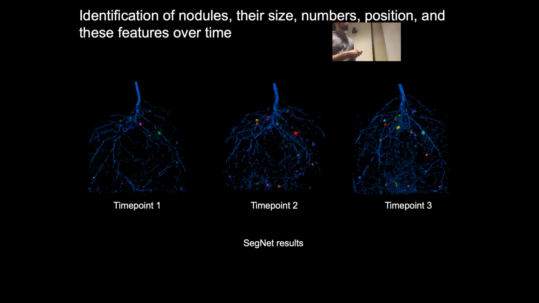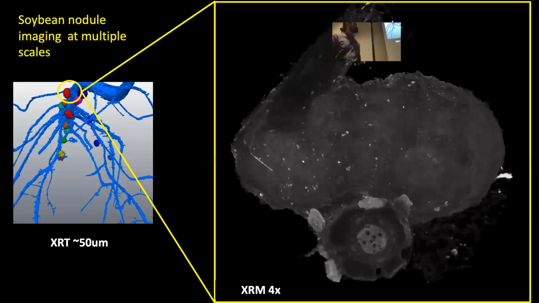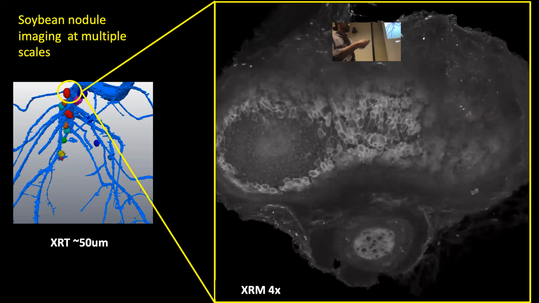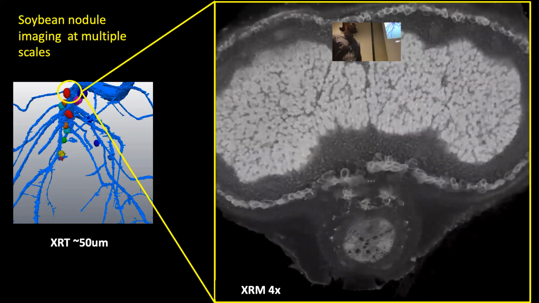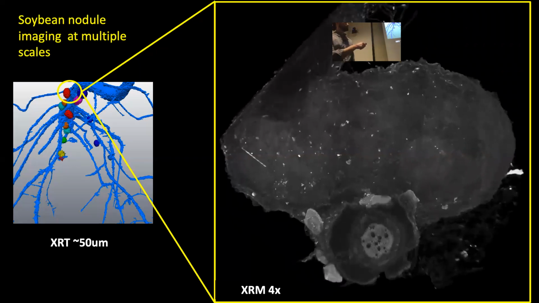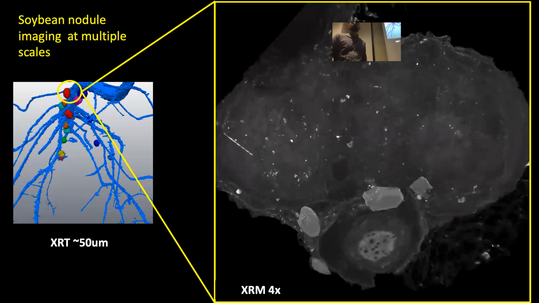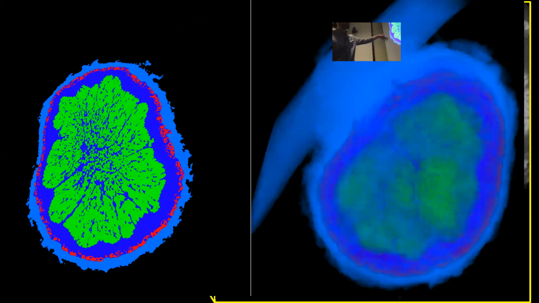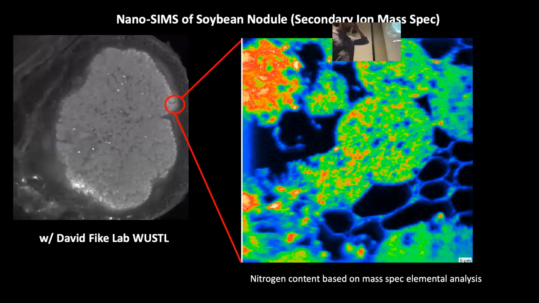And then in soybean here, we can now easily identify where the nodules are. I think the slide's not showing up that well, but we can see the nodules that are forming over time. And then the idea is to zoom in at yet another scale and look at the cellular structure of these to try to understand how the patterns we see here are related to the processes that are happening at a microscopic scale. So again, this is just segmentation results of that.